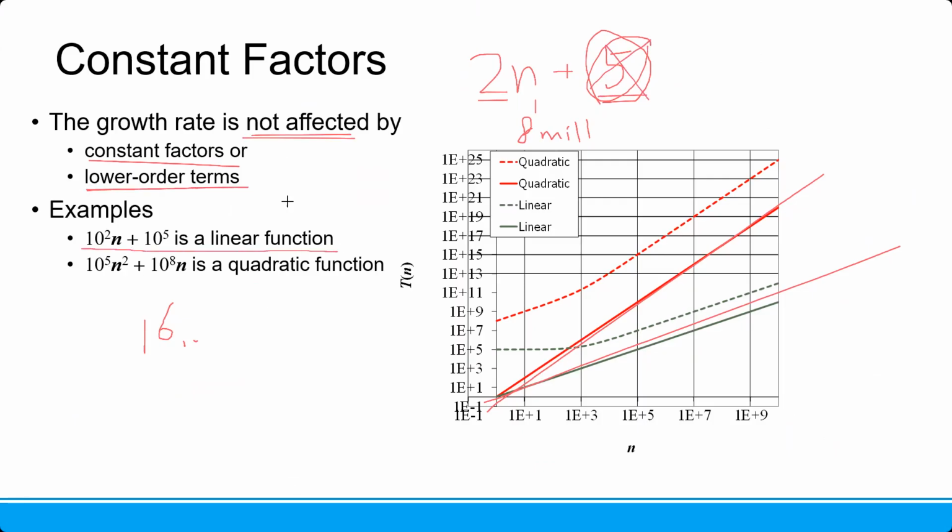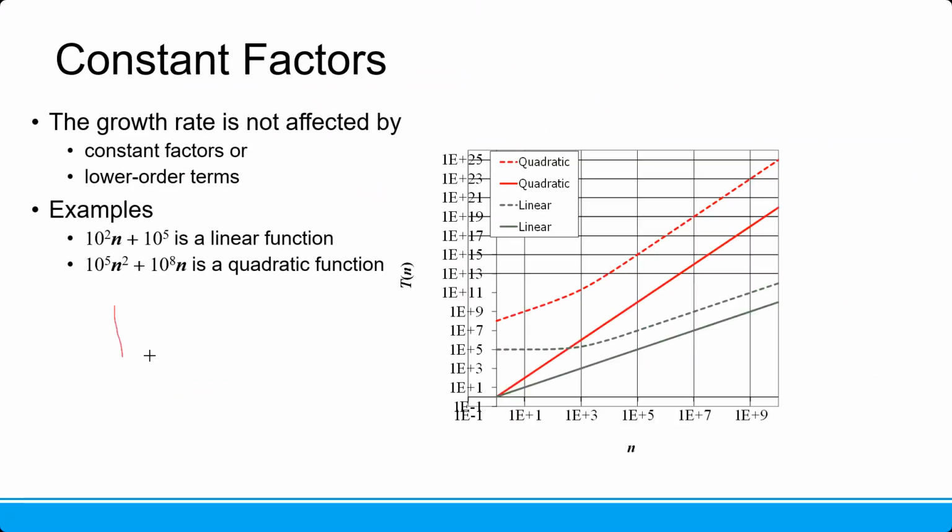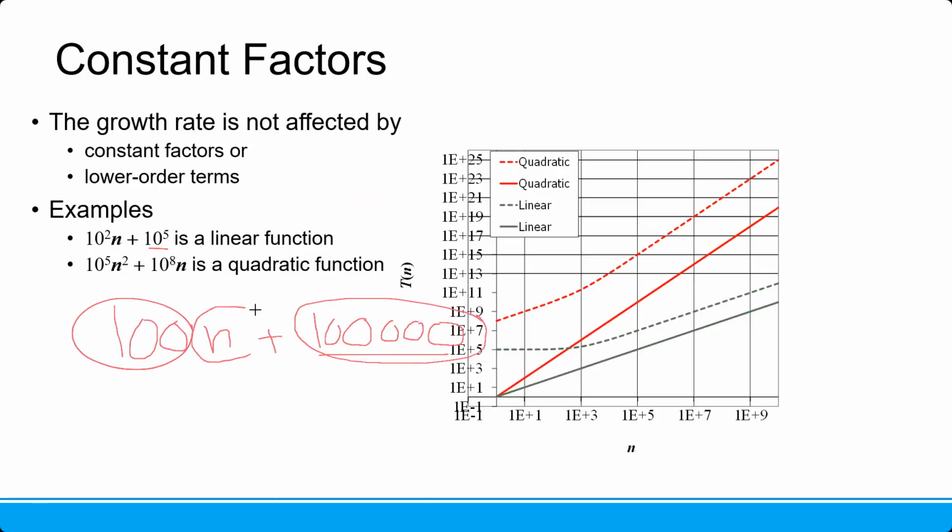So let's say this one: 100n plus 100,000, 10 power of 5. So this is, of course, big. This is also big, but we still say this is just a linear function. And this will affect more than the constant.